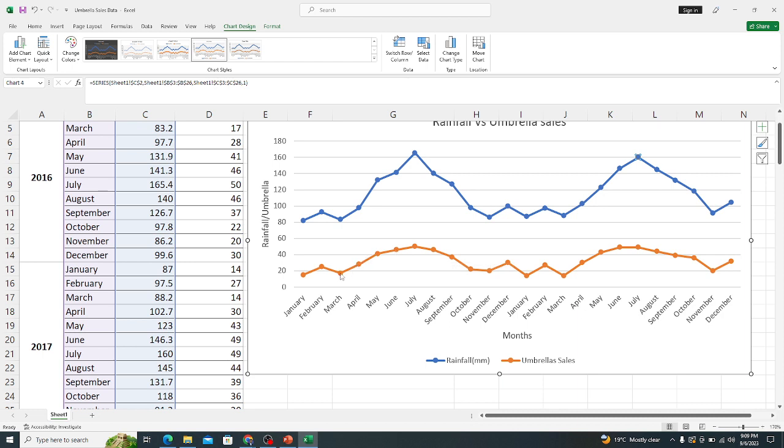Also the same trend is appearing when we plot our umbrella cells. So you can see at the point where we are having less amount of rainfall, we are also having a decline in umbrella cells. Where we have an increase in amount of rainfall, we have also an increase in umbrella cells. Even at the maximum amount of rainfall, we have the maximum number of umbrella cells.